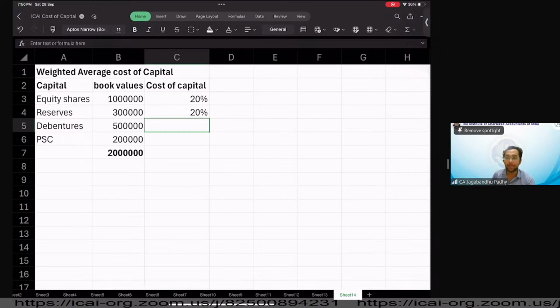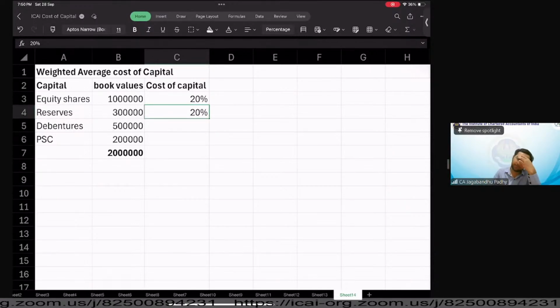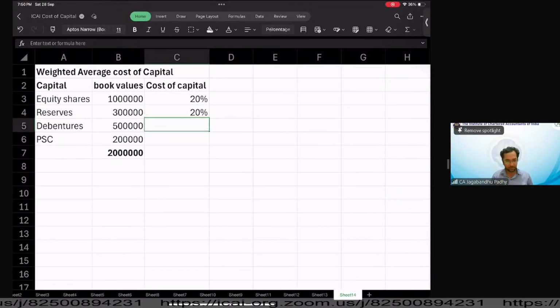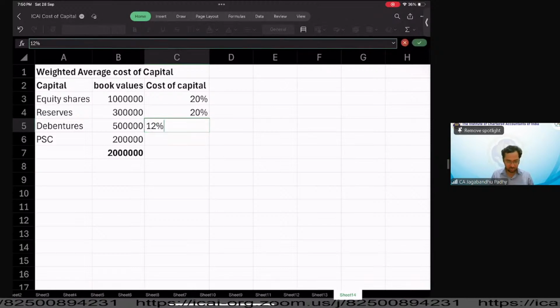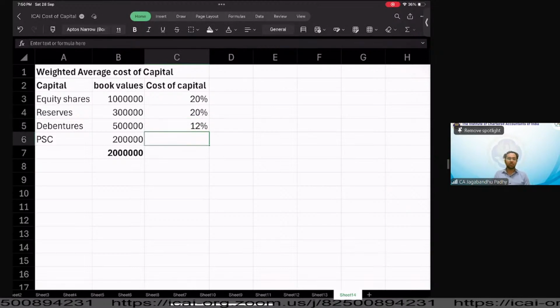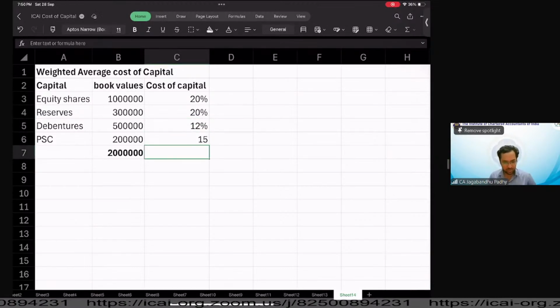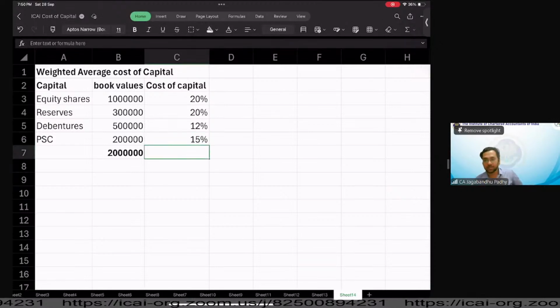What about the cost of debentures? Tell me, is it going to be more than 20 or less than 20? Of course, less than 20. Let's say debentures are costing us 12%. What will be the cost of preference share? Let's say preference shares are costing us 15%.